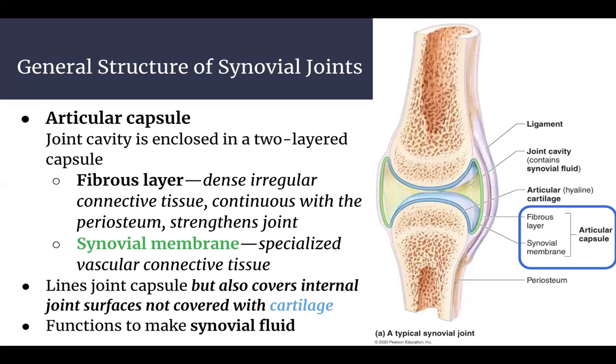Now, inside that, so deeper to that, we have what's shown here in green, and this is the synovial membrane. Now, the synovial membrane is a specialized vascular connective tissue. It's a little like areolar connective tissue, but it has a certain level of organization to it that we don't usually see. And that's because of the cells that are going to be lining the inside here.